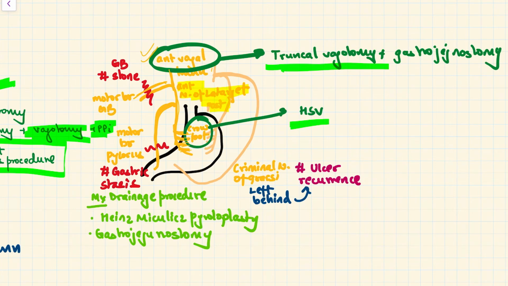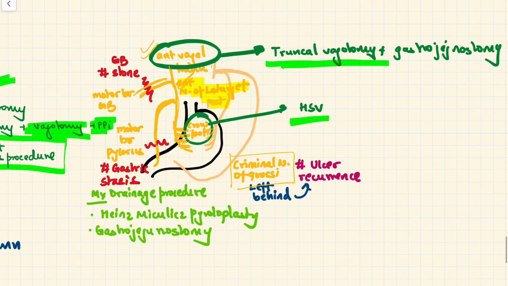The posterior trunk gives similar terminal branches which are crow's feet, and it gives the criminal nerve of Grassi, right? All right. Also, the posterior trunk gives rise to the nerve of Latarjet, right? Both anterior and posterior vagal trunks give the nerve of Latarjet, which ends in crow's feet.